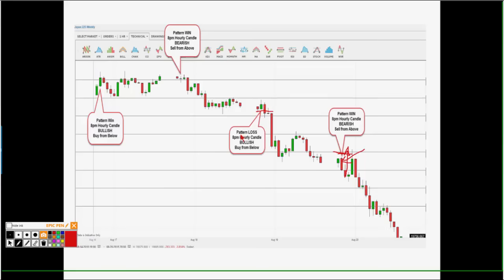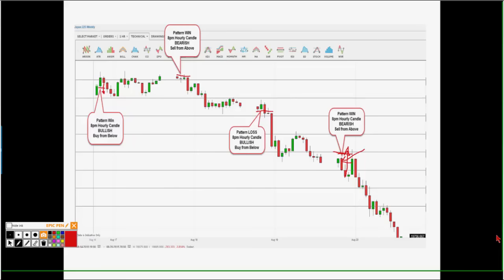Yesterday, on the other hand, it lost. So we had a bullish candle that triggers a buy from below, strike price was right about there. The second hour closed below that. That was a loser. The next one here was a doji. It was a bearish doji. The sell was above. The following hour candlestick did not challenge that. That's a winner.